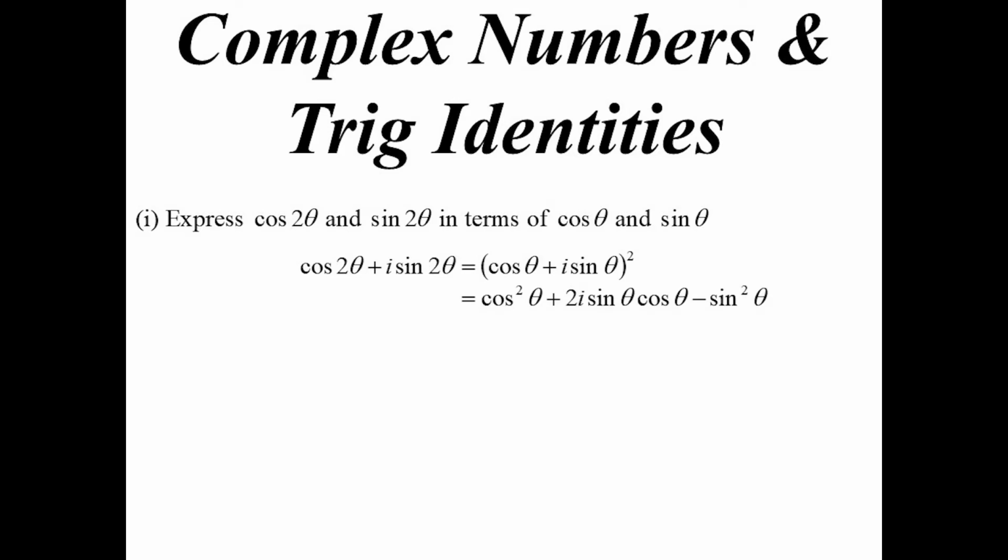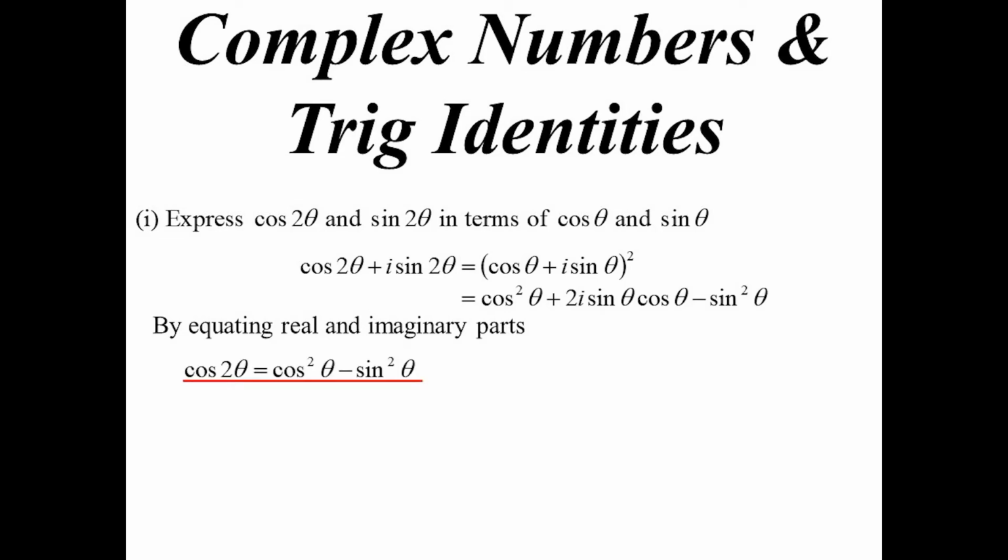If I expand the right hand side out, we get cos²θ + 2i sin θ cos θ + i² sin²θ, which of course is minus sin²θ. But also we know that the real part must equal the real part, and the imaginary part must equal the imaginary part. So therefore, cos 2θ is cos²θ minus sin²θ, and sin 2θ is 2 sin θ cos θ. So it's a very quick way of proving those particular trig identities.